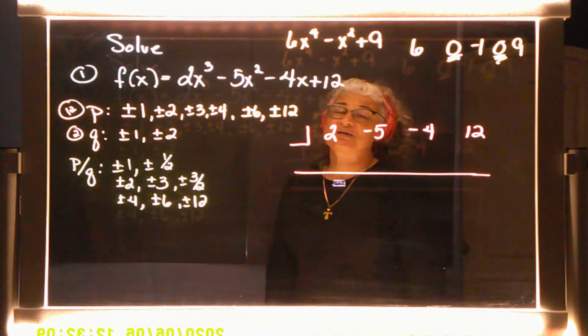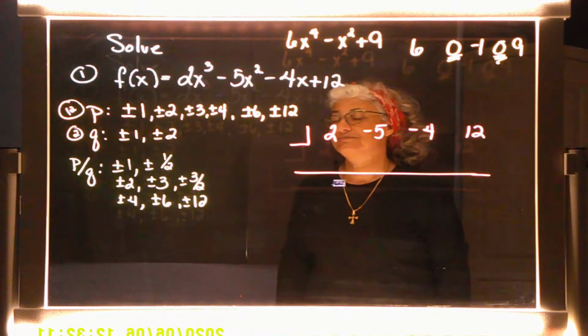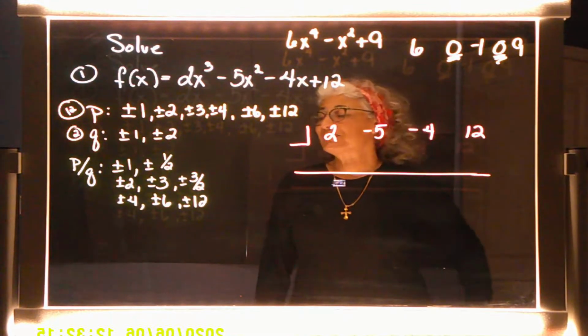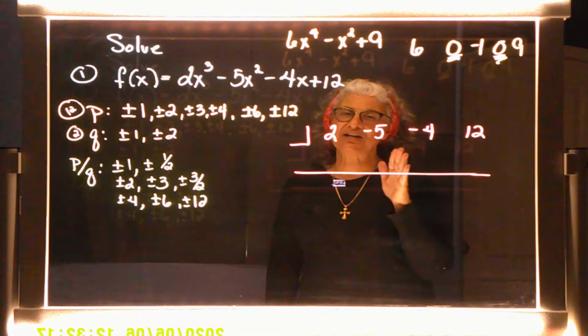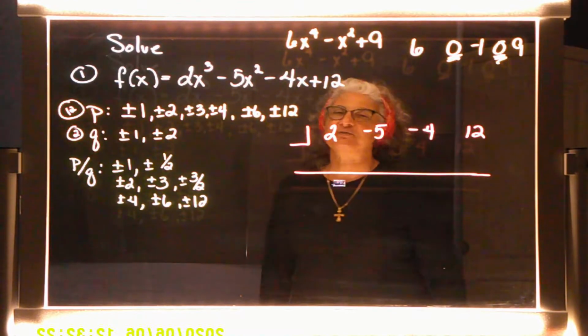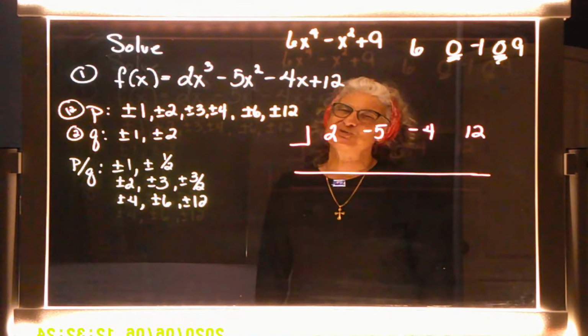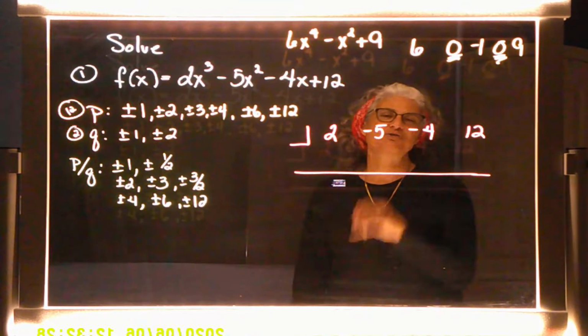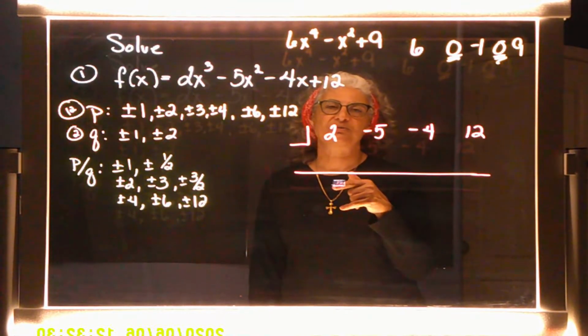Okay, now, synthetic division. I got 16 possibilities over here. You're like, where do I start? Well, I start anywhere I feel like starting. I'm going to tell you though, I usually don't try the larger numbers like the 6 and the 12. I probably wouldn't try those because those usually don't work. They do sometimes, but not always.